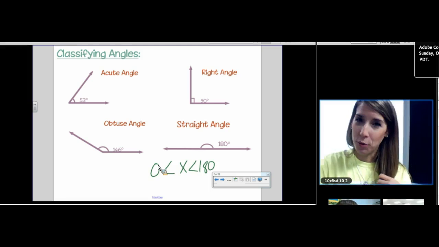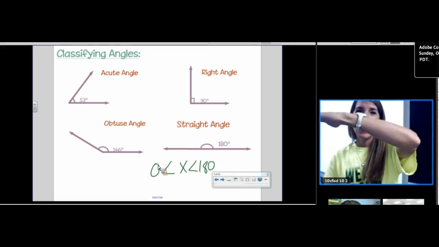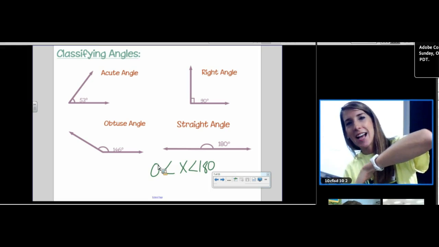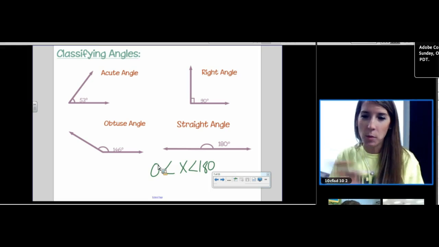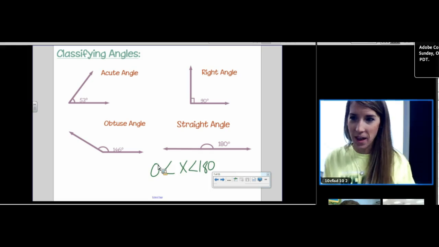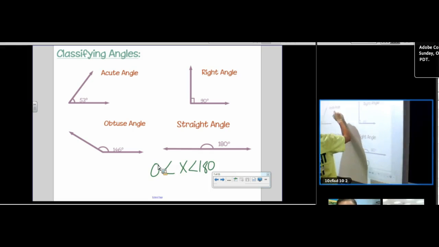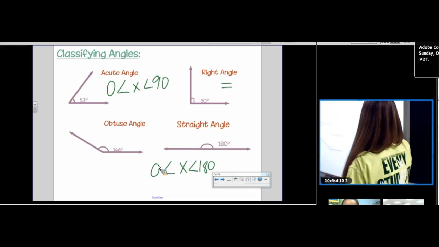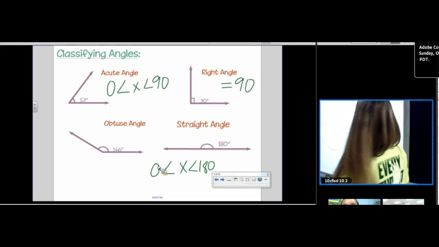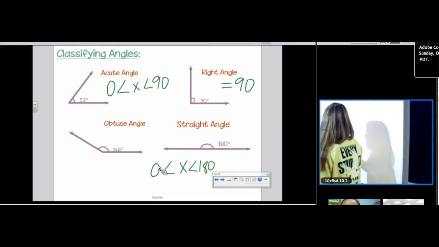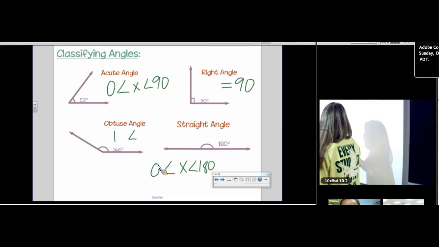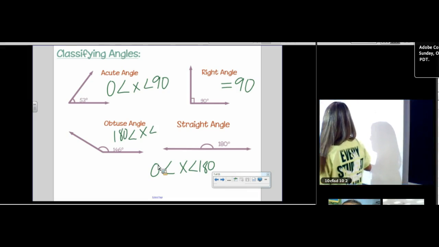Now, when you get to pre-cal and you take the angle and you rotate it under the x-axis, you might have negative angles, but we're not going to worry about that until pre-cal, okay? So, an acute angle is going to be greater than 0 and less than 90. A right angle, of course, is going to be exactly 90, nothing else. An obtuse angle is going to be greater than 180.